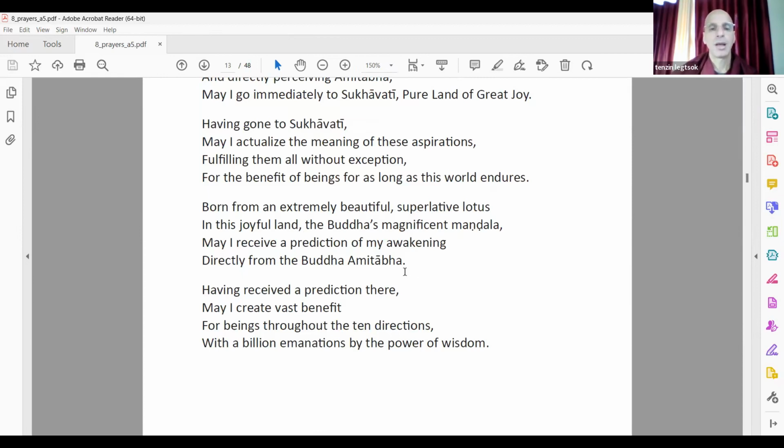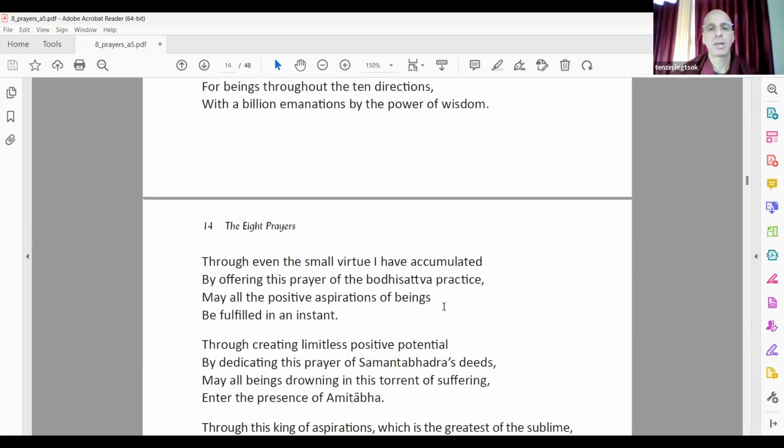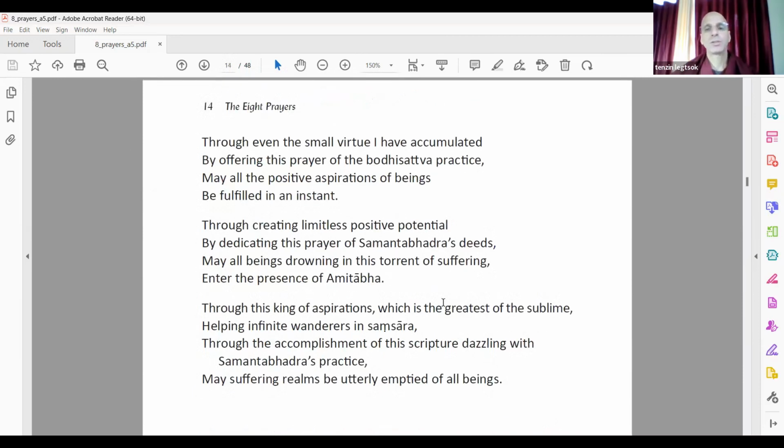Having received a prediction there, may I create vast benefit for beings throughout the 10 directions with a billion emanations by the power of wisdom. Through even the small virtue I have accumulated by offering this prayer of the Bodhisattva practice, may all the positive aspirations of beings be fulfilled in an instant. Through creating limitless positive potential, by dedicating this prayer of Samantabhadra's deeds, may all beings drowning in this torrent of suffering enter the presence of Amitabha. Through this king of aspirations, which is the greatest of the sublime, helping infinite wonders in samsara, through the accomplishment of this scripture dazzling with Samantabhadra's practice, may suffering realms be utterly emptied of all beings.